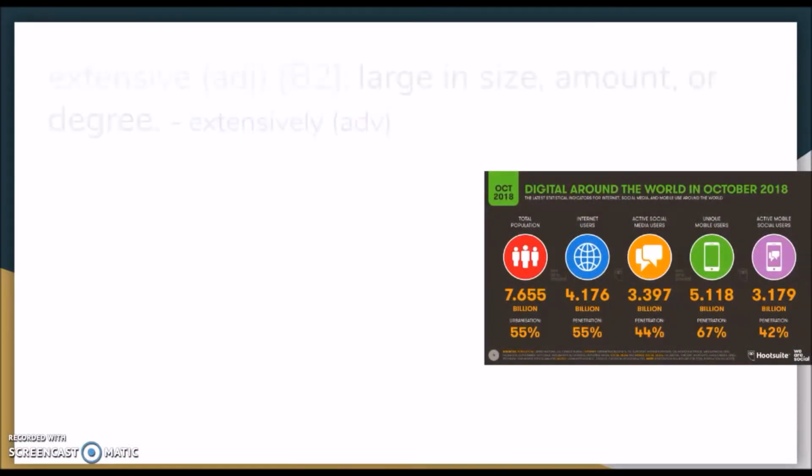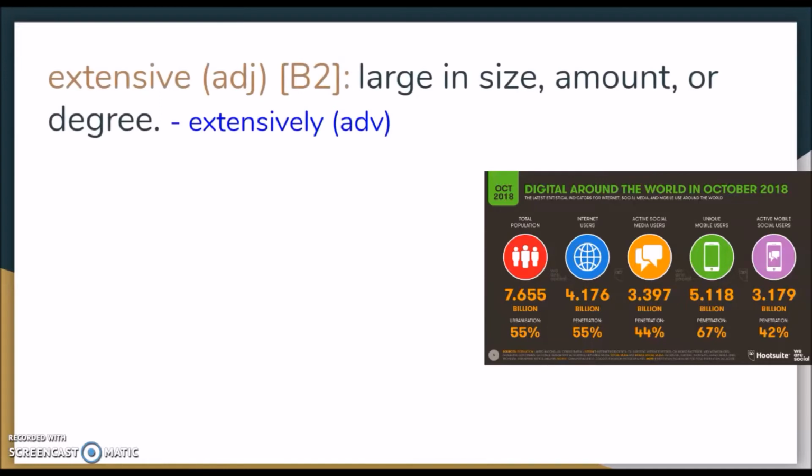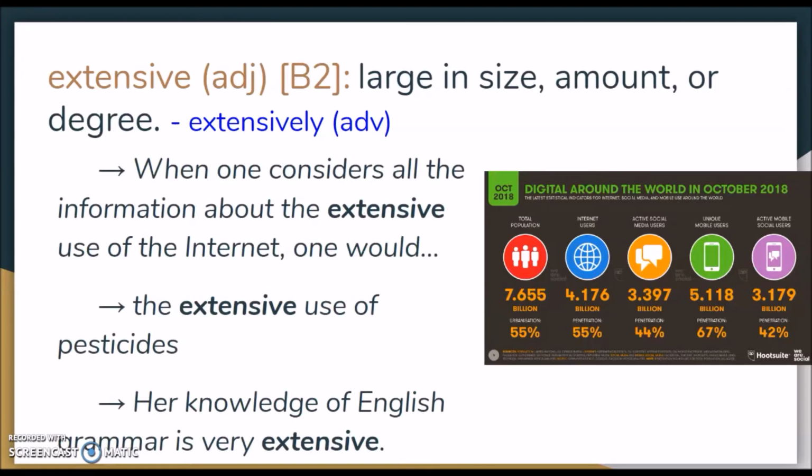Our first word is extensive. So that means large in size, amount, or degree. In the text it says, when one considers all the information about the extensive use of the internet, one would... so when we say extensive use of the internet, that means, as you can see, large in size or amount, okay? Or the extensive use of pesticide.